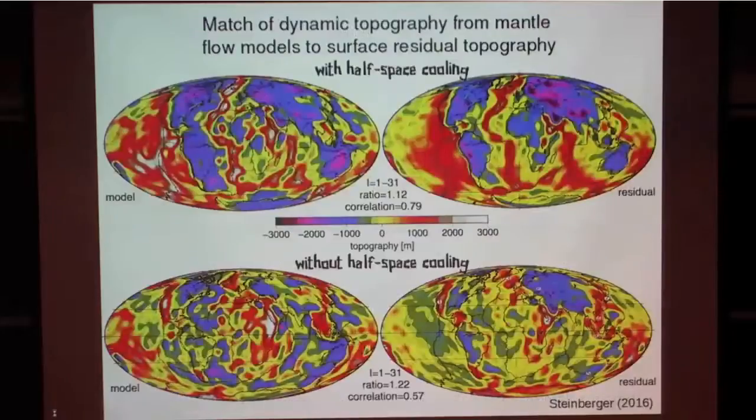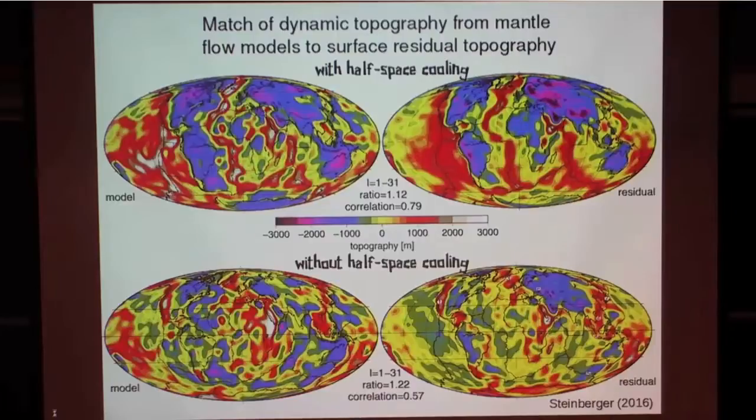But let's do it. Here are results from Bernhard Steinberger showing you that if you treat half-space cooling, which is imaged by tomography, as dynamic, you can get a very good correlation, 0.8 here, between model, dynamic prediction from the flow computation, and the residual. And if you take out half-space cooling, the correlation is less good. It's about 0.6. But you can still explain some of these features. We can explore that, discuss that a little bit later.